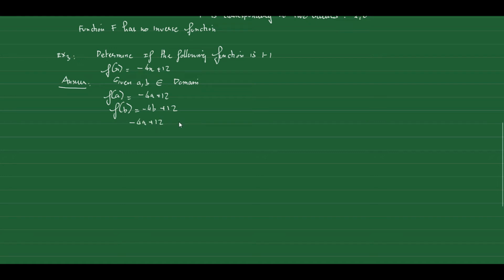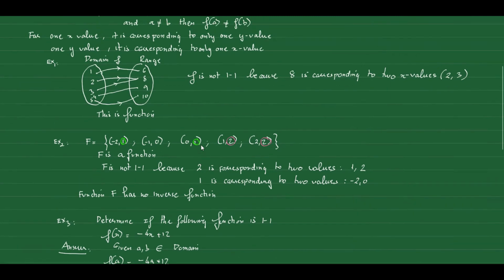Okay, and negative 4b plus 12. Okay, it is, because you see that 12 and 12 cancel out, so we have a different from b. Okay, so I just proved it, because I just showed that if f(a) is different from f(b), then a is different from b. Okay, you can do the other way around.